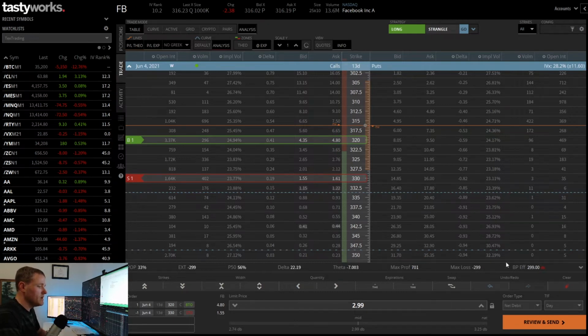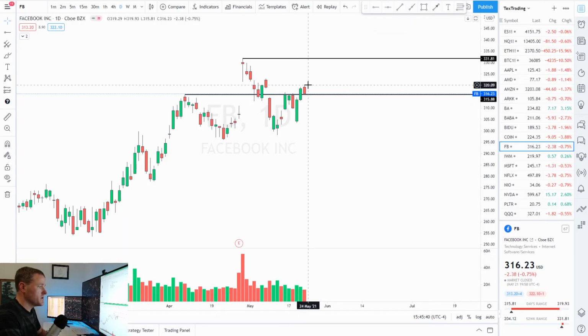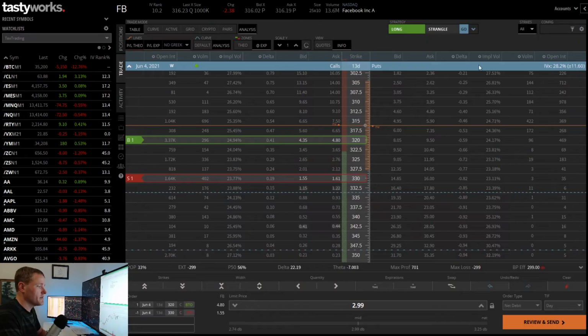spread. Now you can see, of course, our max loss is what we paid to put the trade on there, $299. But now we have a max profit. Instead of our max profit being unlimited, our max profit is $701. And that would occur if we held this trade to expiration and Facebook closed anywhere above $330. So if we were right and Facebook trades over the all-time high and it closes over that 330 strike price when it expires, we would realize max profit on the trade.